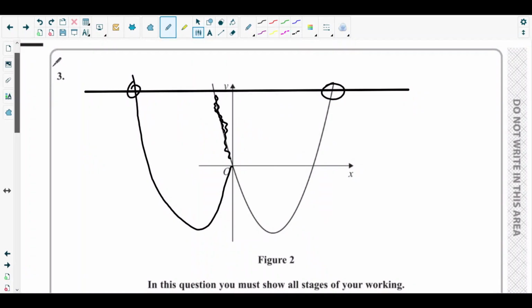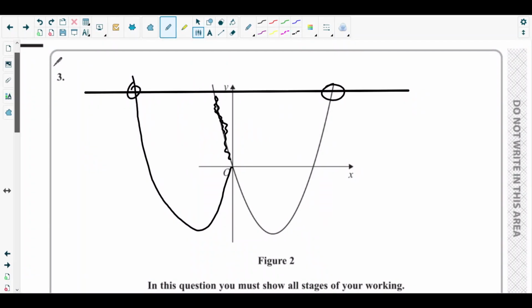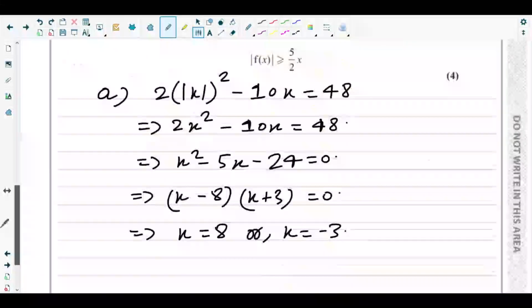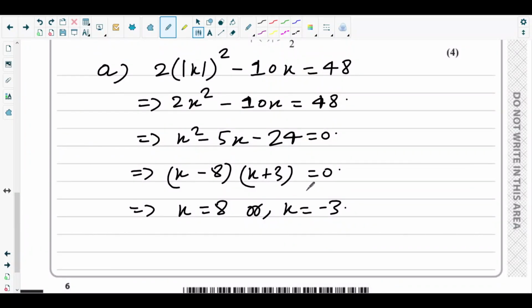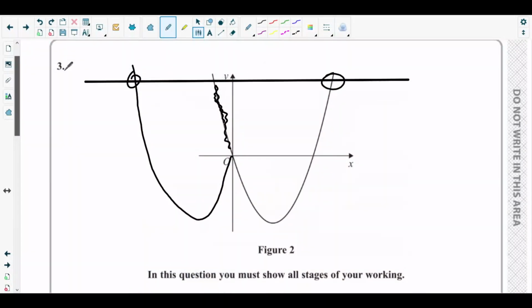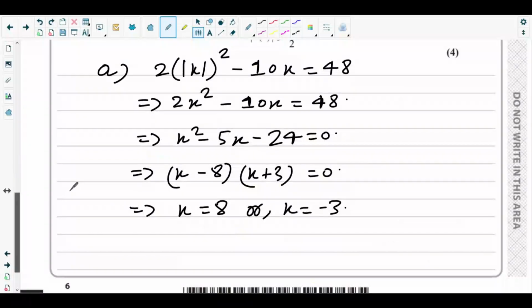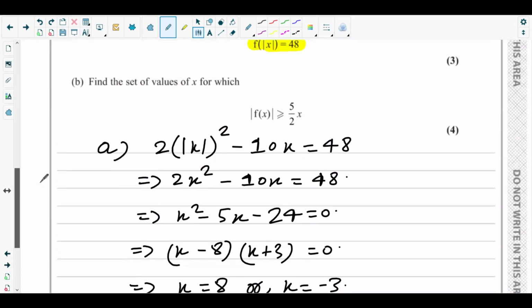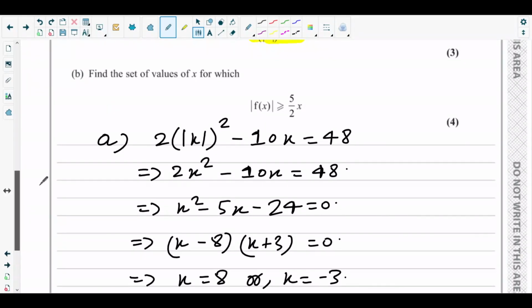Now you might ask, we were supposed to get two values only, and both were supposed to be equal in magnitude, but we got two different values, one positive and the other one negative. You can see from the sketch that 8 is the acceptable one, and negative 3 should be ignored.